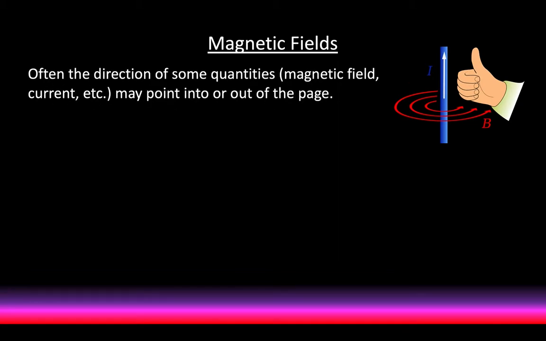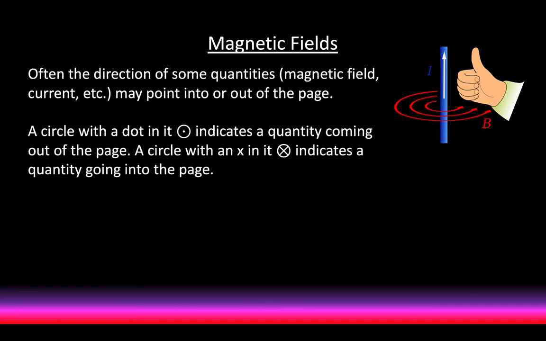So now very often to deal with problems in magnetism, we need 3D and we need a way to represent three directions on a sheet of paper. So the convention we use is a circle with a dot inside it indicates a quantity that is coming out of a page. A circle with an X in it indicates a quantity that is pointing into a page.